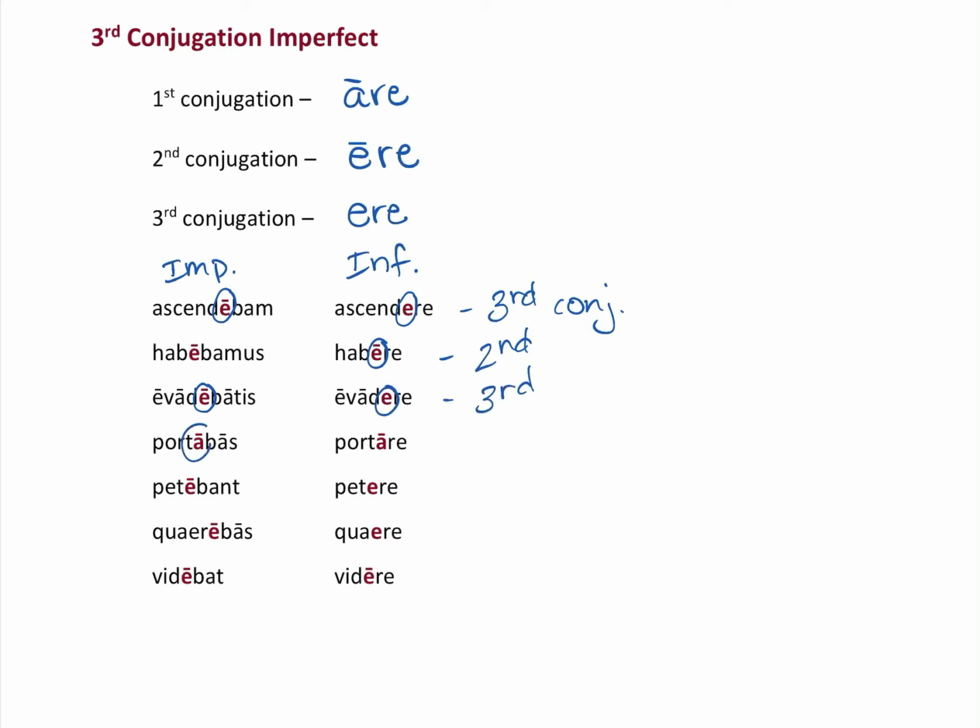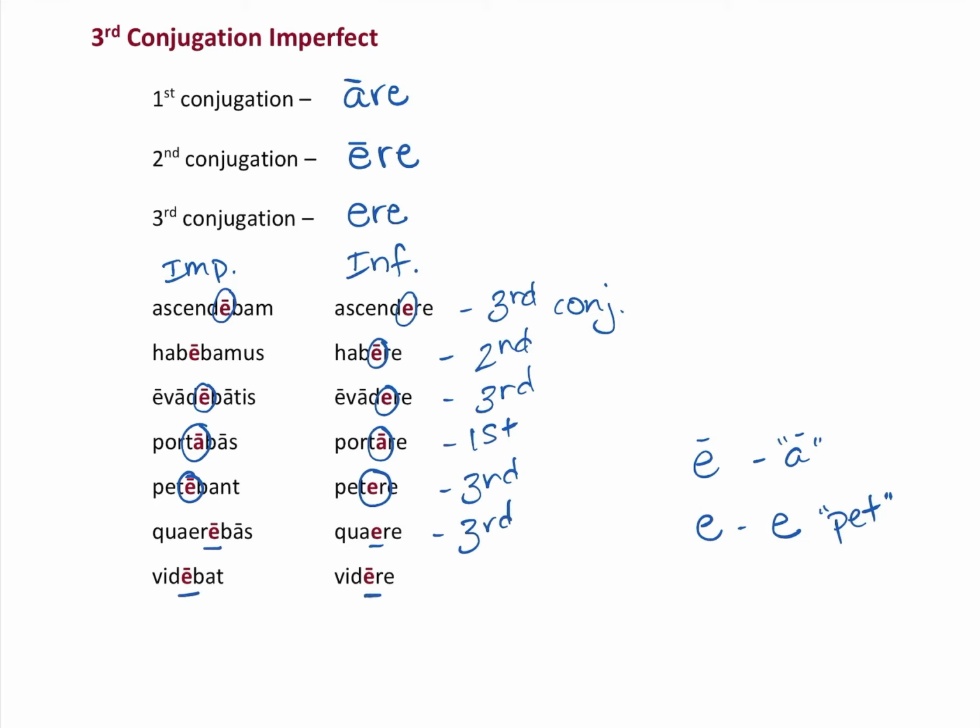First is pretty easy because it doesn't change. Strong A, so it's first. Petebant, it is a strong E. Looking in the infinitive, it's a weak E, so it's third. Same thing here with quaerebas, quaerere. So remember, this sounds like a long A, and weak E sounds like the E in pet. All right, so this is also third, and the last one, we have strong E and a strong E, so it's second conjugation.